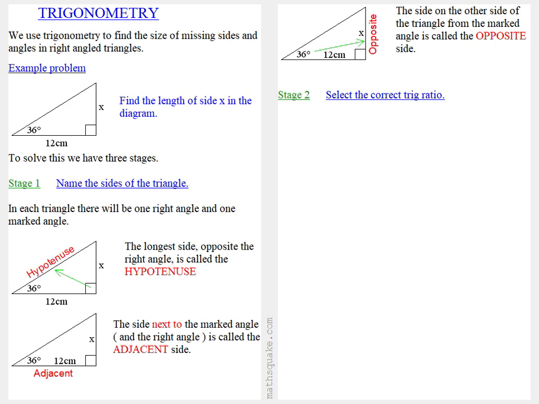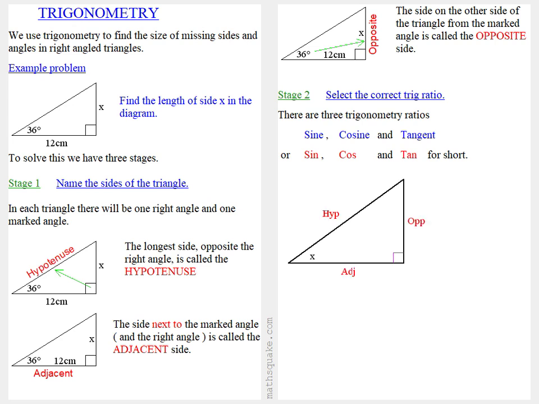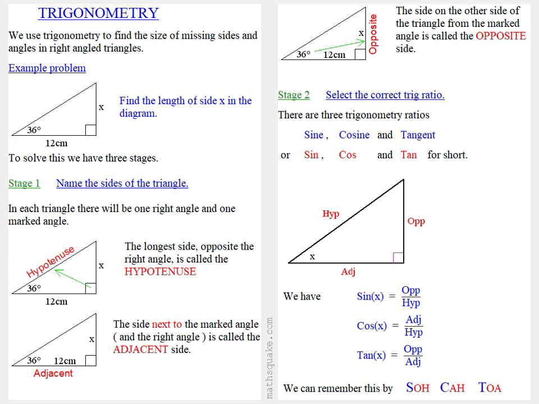Now, in stage 2, we select the correct trig ratio. There are three trig ratios: sine, cosine and tangent, or sin, cos and tan for short. If we look at the triangle, we have sine x is equal to opposite over hypotenuse. The cosine of x is adjacent over hypotenuse, and the tangent of x is opposite over adjacent. We can remember this by remembering SOHCAHTOA.